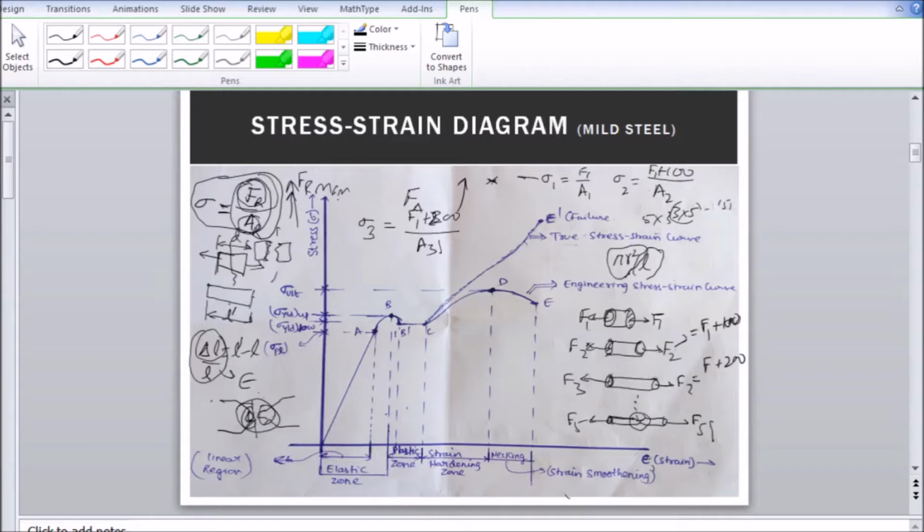The second point is, we neglect the true stress strain curve and we consider only the engineering stress strain curve. Why, I will tell you shortly. Now, how we obtain the engineering stress strain curve: like in the true stress strain curve, we change the values of F1, we go on increasing, whatever actual values of F1, F2, F3 we are taking, those values we put. But for the area of cross section we do not change, whatever value is there initially, the same area of cross section we maintain throughout our calculations.